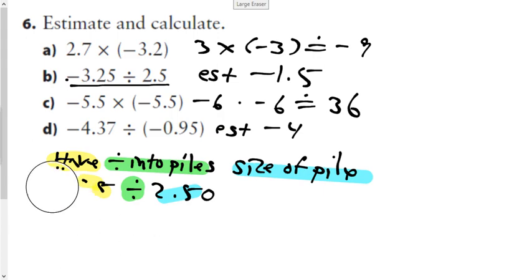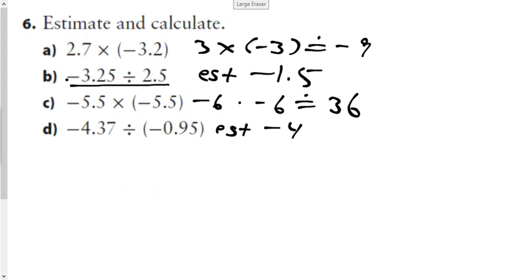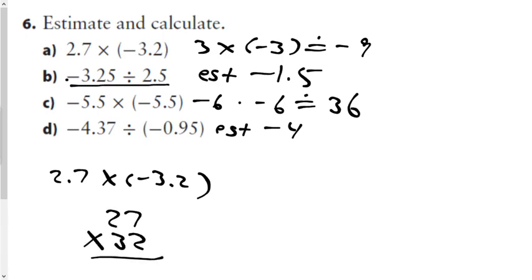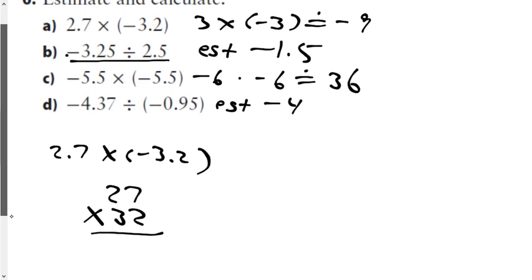For our calculation, multiplication you have to do on pencil and paper. Division, you can just use a calculator. So here, I'm going to take 2.7 times negative 3.2. I'm going to drop my decimals and drop my negative signs and just use the basic algorithm you learned back in grade 5. Now, if you struggle with it, try practicing it. Eventually, you might get it.